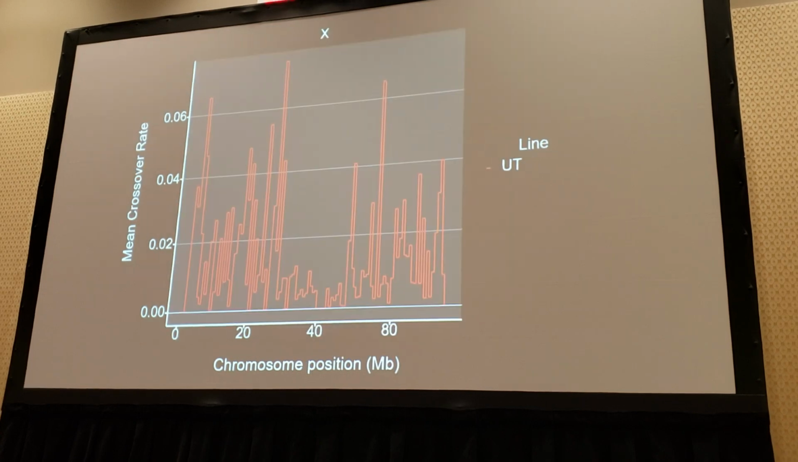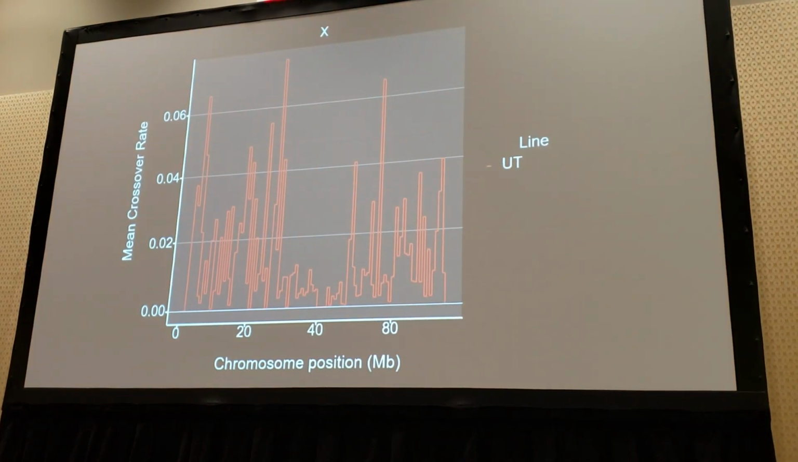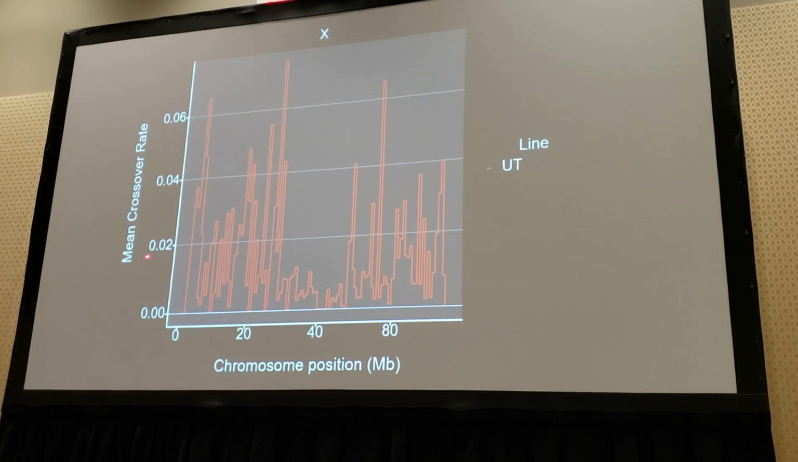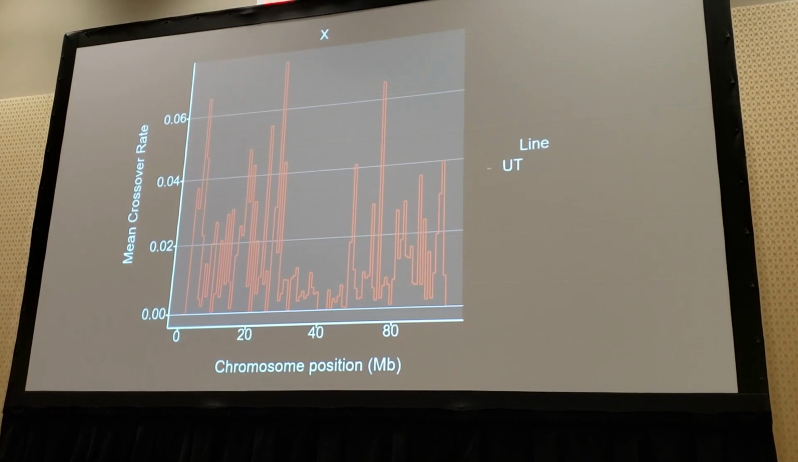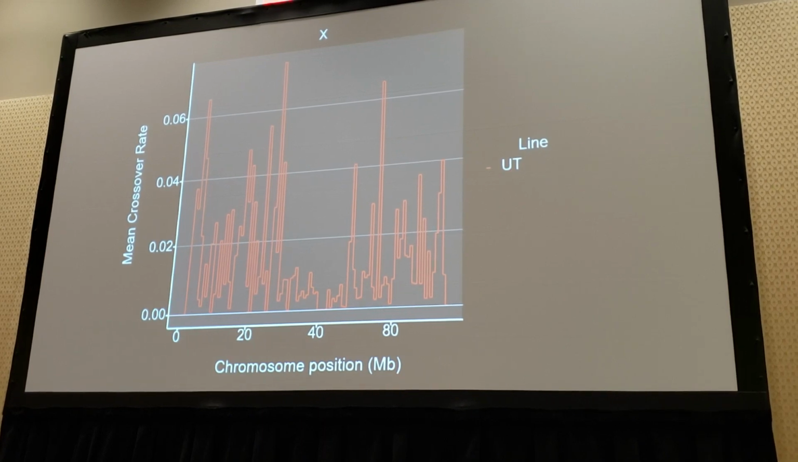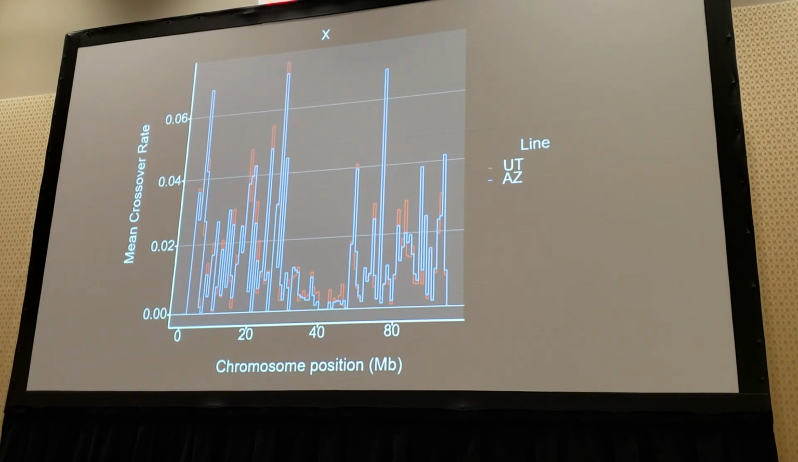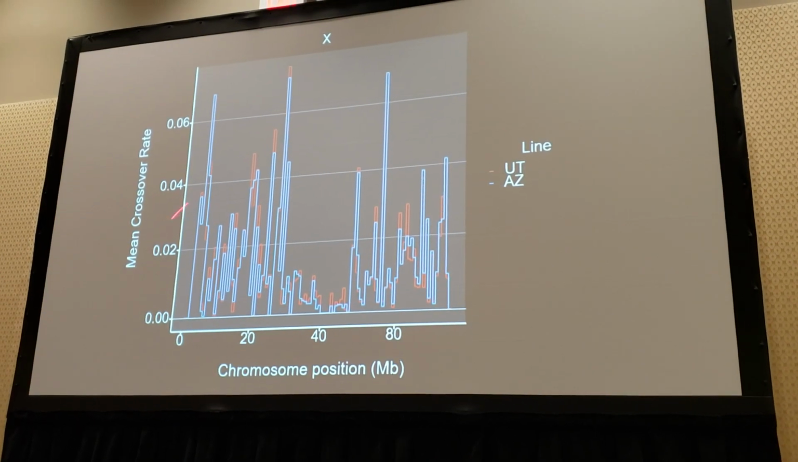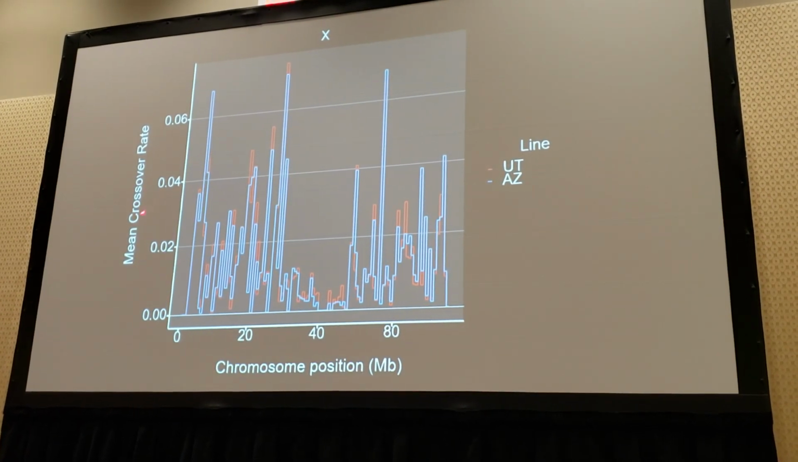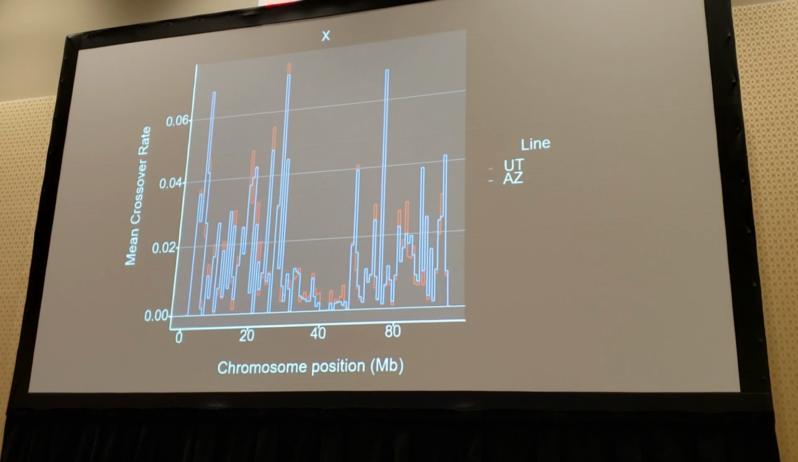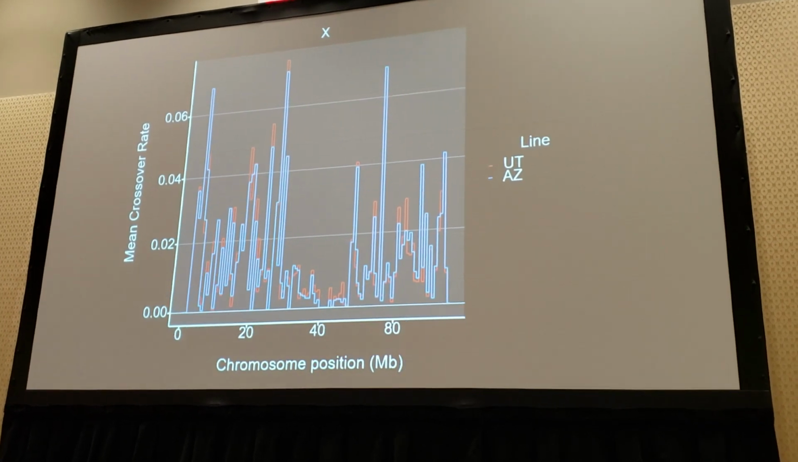We can also look at that locally along the chromosome. So this is now just for the X chromosome of Drosophila pseudoobscura. We have our crossover rate on the y-axis, chromosome position on the x-axis. And this is just showing the rates for Utah. So lots of variation locally. And what's cool is we can overlay our Arizona line on top of that, and you can see there's all kinds of interesting places where, for example, Utah is higher, or where it might be the same or lower. So this extended population difference is actually varying across the chromosome, which is pretty neat.